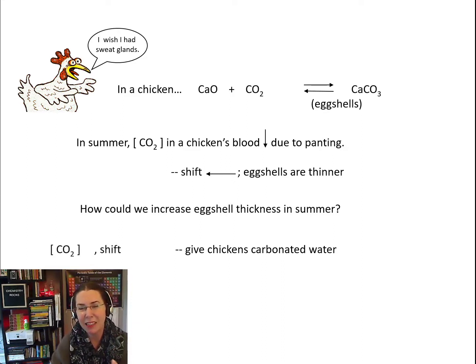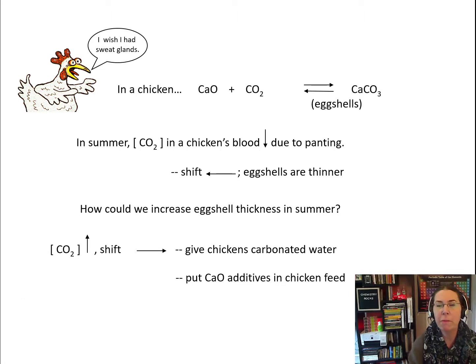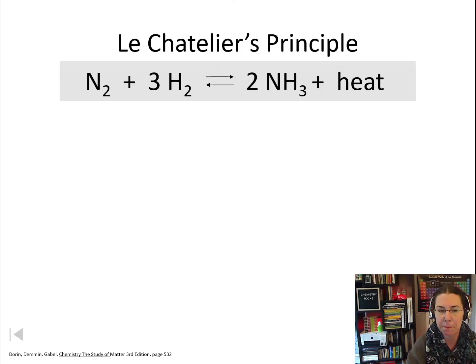If we did that, that would shift our equilibrium toward the calcium carbonate, toward the eggshells, because we're giving it more CO2 as a reactant, so then it can make more product. So that could work. Well, what if we put calcium oxide in their food? Well, this also increases the reactants and allows us to move more vigorously toward our products. So that would also shift our reaction to the right. It would shift us toward the calcium carbonate.